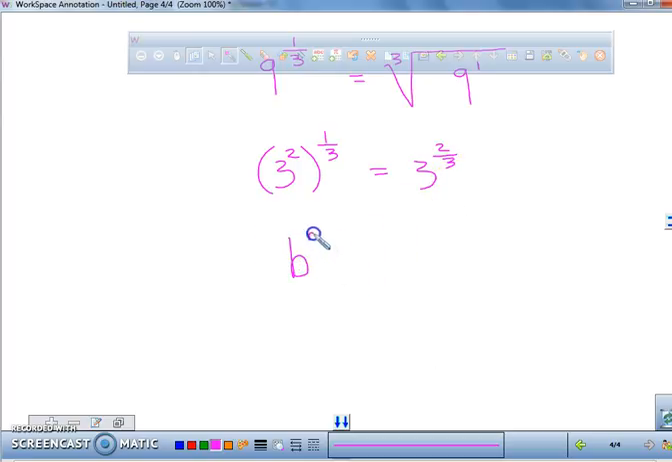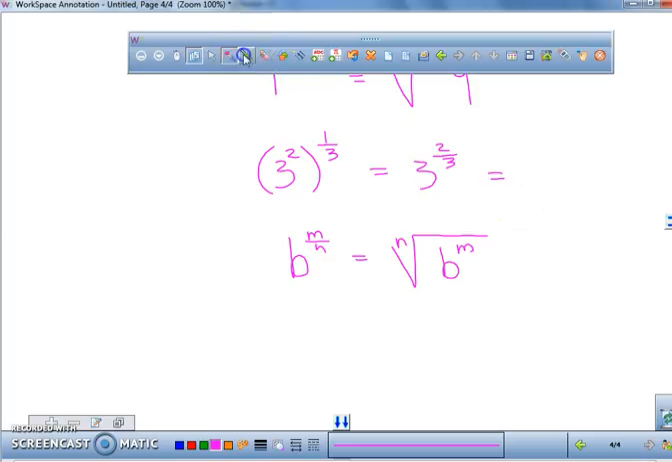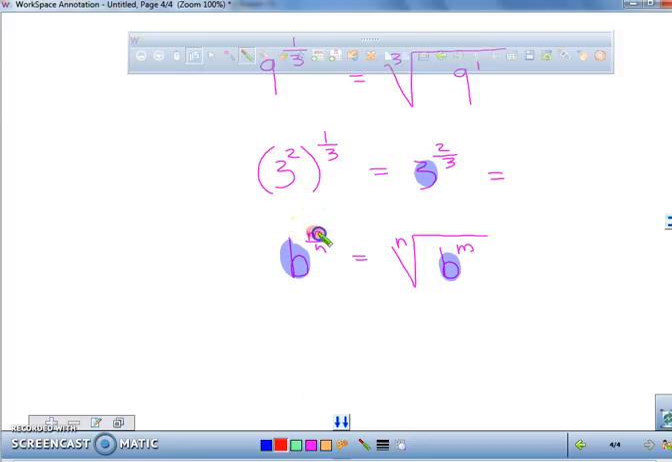Now, this part right here goes to the other part of your journal where you wrote down this: b raised to the power of m over n equals the nth root of b to the power of m. So right now I'm going to highlight some things in color here. I'm going to highlight the b in blue, highlight 3. Then I'm going to highlight the m in red. And then I'm going to highlight the value of n in green.